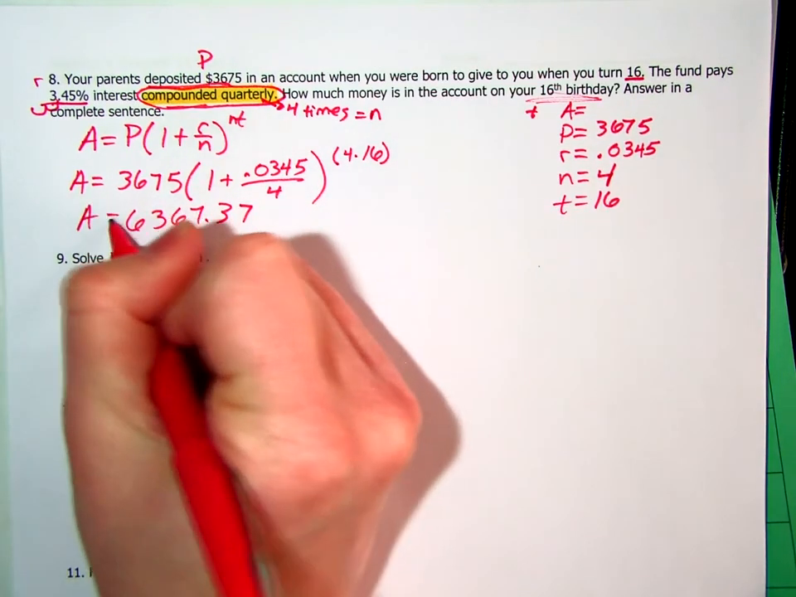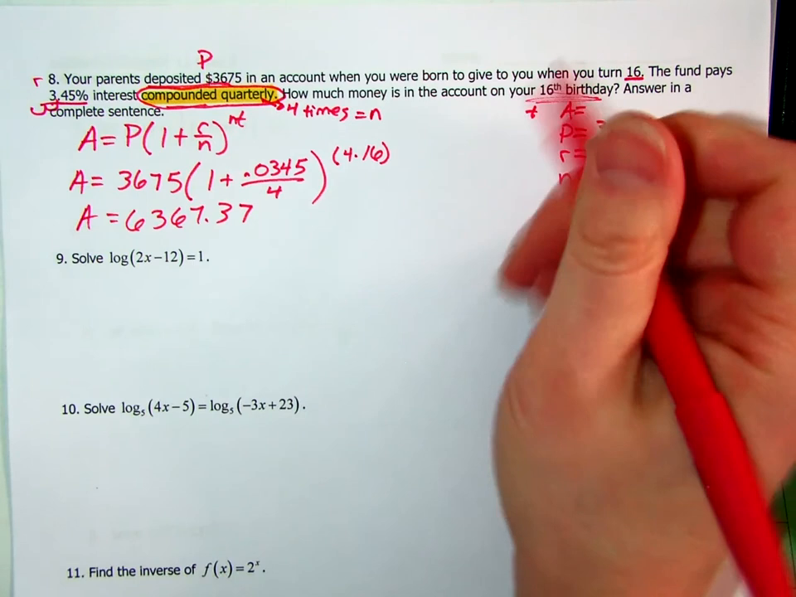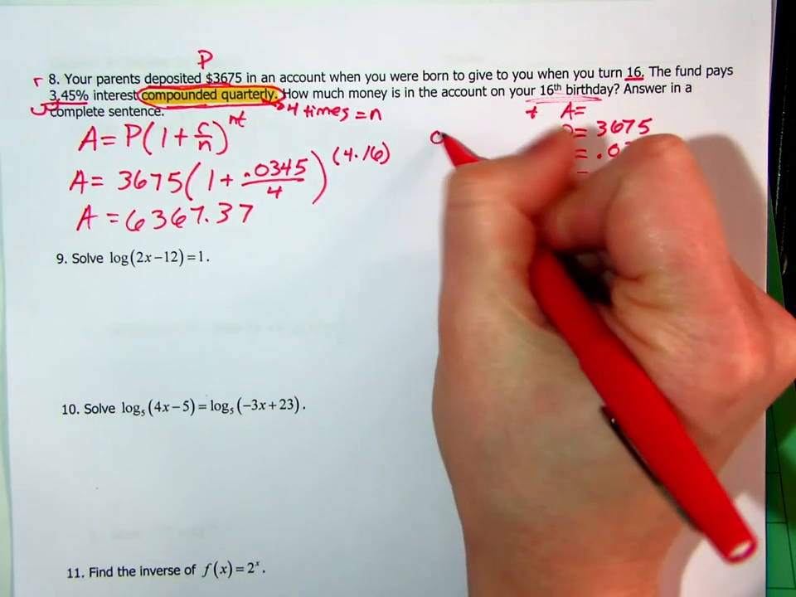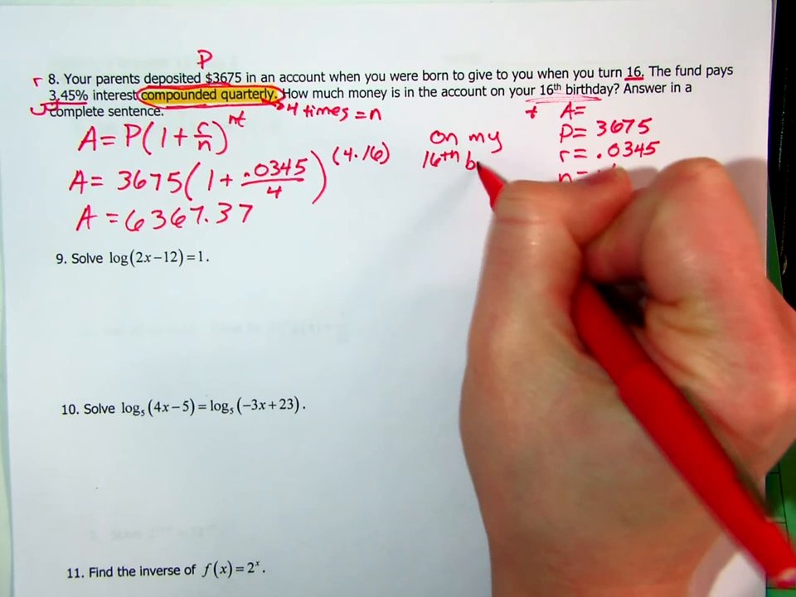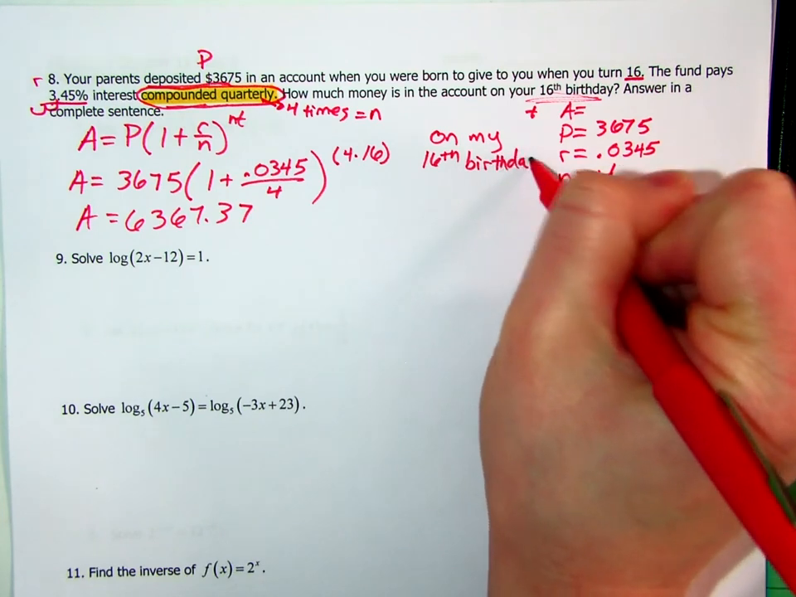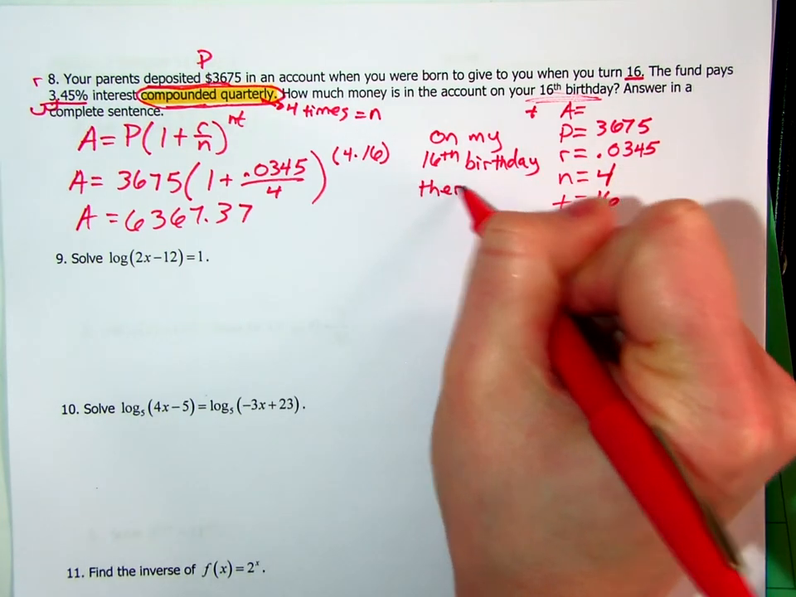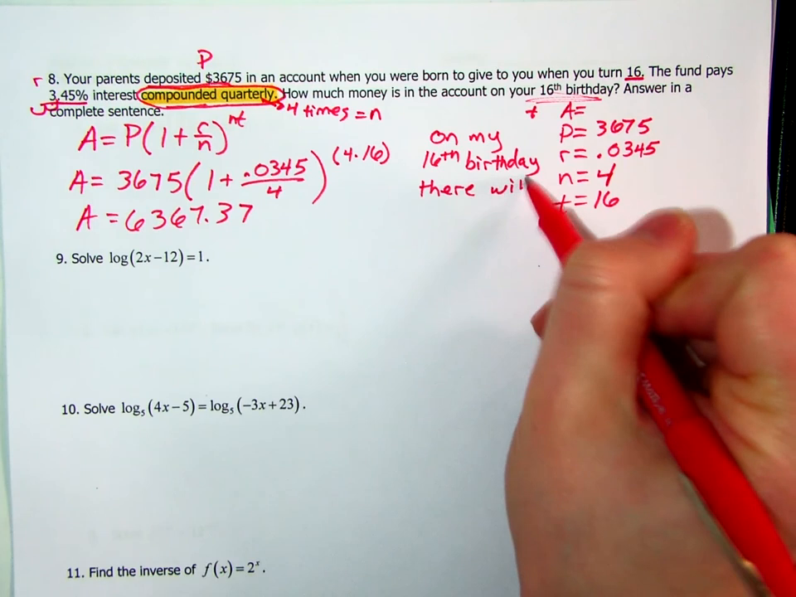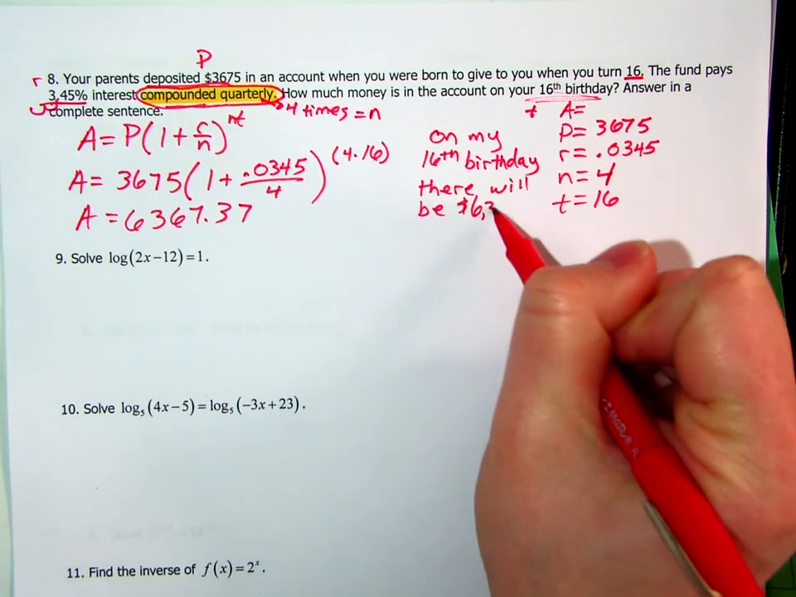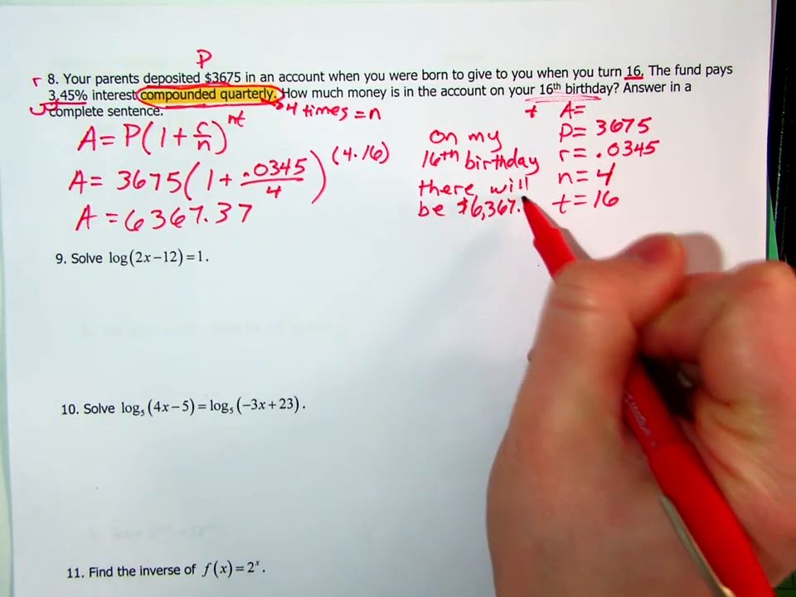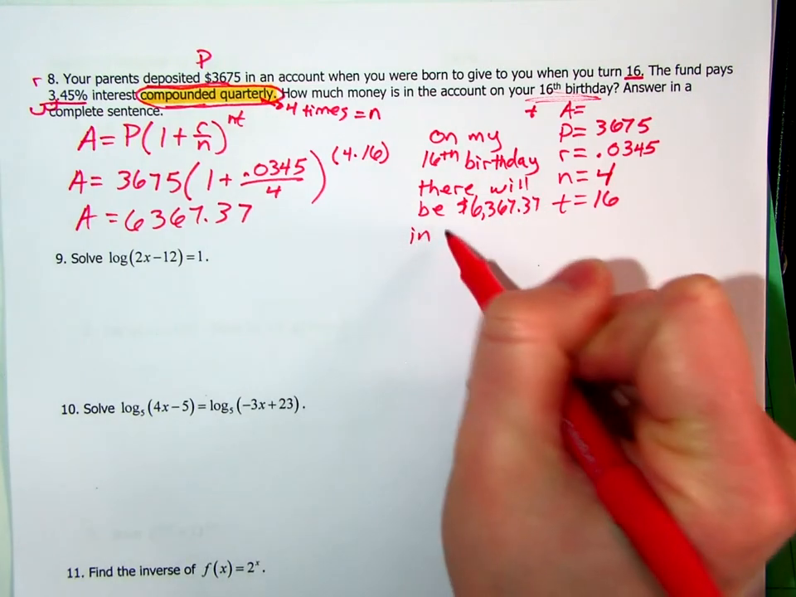So this is what A equals, and then we need to write a sentence. So I would say, on my 16th birthday, there will be $6,367.37 in the account.